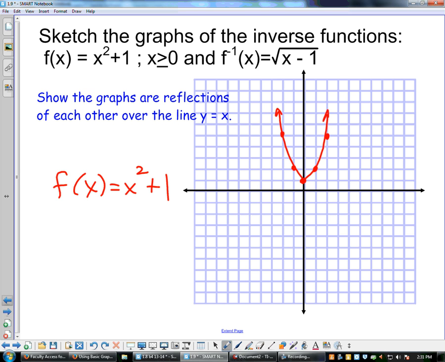All right, so if we graph this function, and we only graph it though for x greater than or equal to 0, that means we really are going to erase this part and we only want this part. Everybody agree? Yes. Okay, and so what we were told is the inverse is square root of x minus 1.